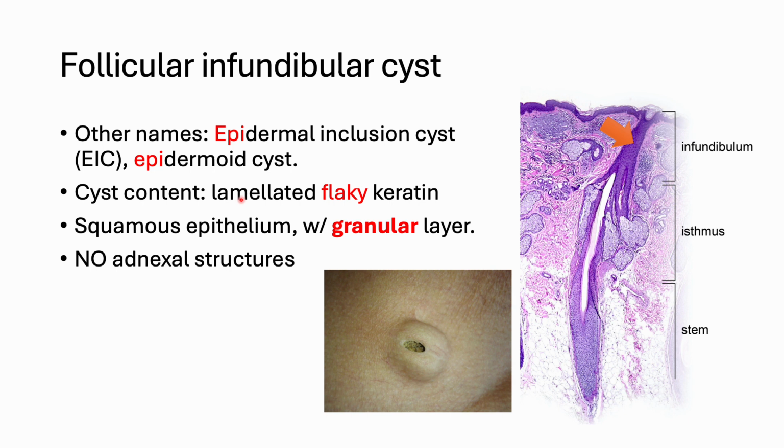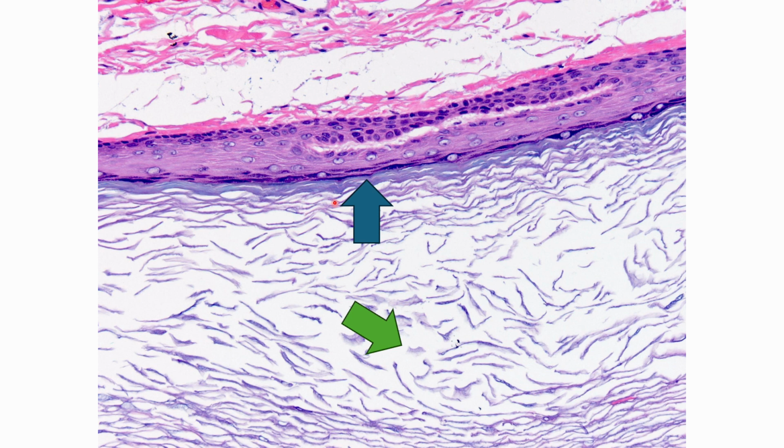You have already grossed many of these. I know you have no problem identifying this. But just pay attention, what is not here? The thing that should not be here is adnexal structure. If there is adnexal structure, it should not be an epidermal inclusion cyst. It should be something else. We will talk about that later. And here is a demonstration of the granular layer and the flaky keratin. You are very familiar, I'm sure.